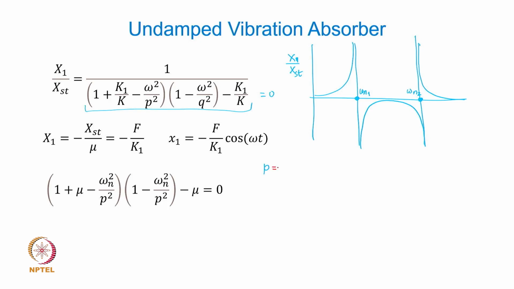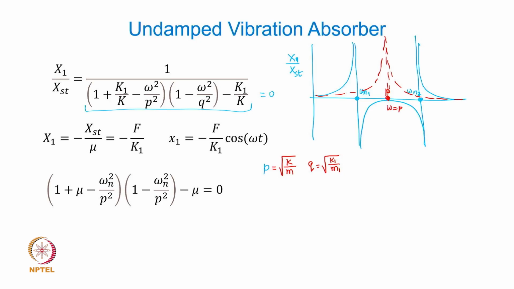Okay, now please try to understand here that p is equal to what? Square root of K over M, isn't it? This is the natural frequency of the parent system. What is the natural frequency of the auxiliary system or an absorber system? This is K1 by M1. And what condition have we assumed here? That originally the parent system is having resonance condition at p. So, omega is equal to p.